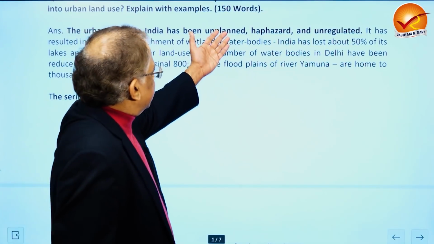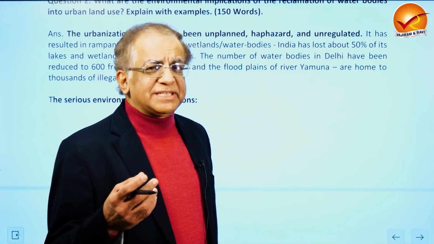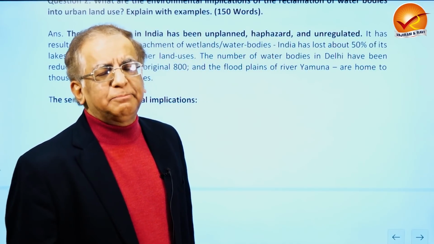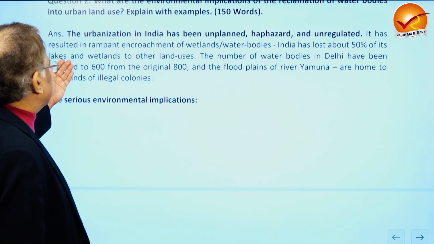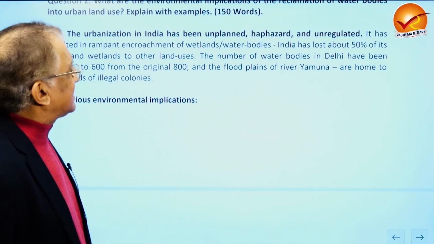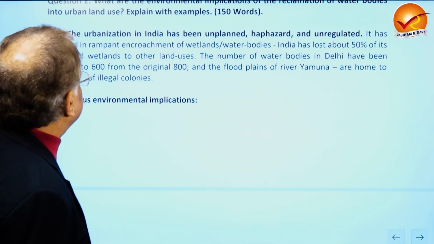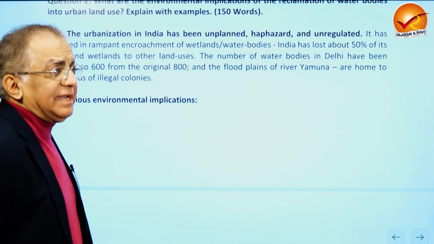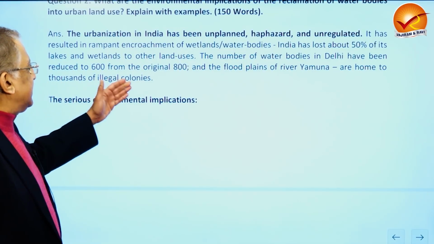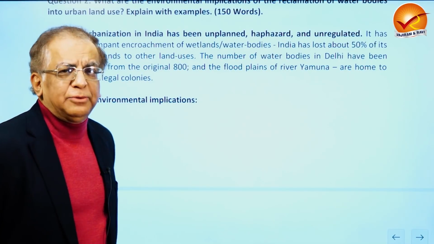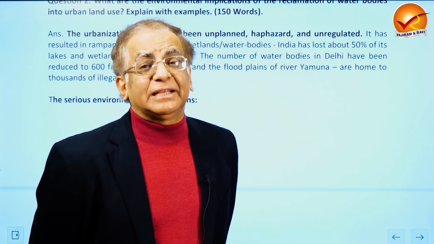Since we have to support it with examples and details, it is always good that you have some statistics to support the particular point of the examination question. I have written here that it has resulted in rampant encroachment of wetlands and water bodies. To support that, I write: India has lost about 50% of its lakes and wetlands to other land uses. The number of water bodies in Delhi has been reduced to 600 from the original 800. And you all know the floodplains of Yamuna in Delhi are densely populated. That land has been encroached.